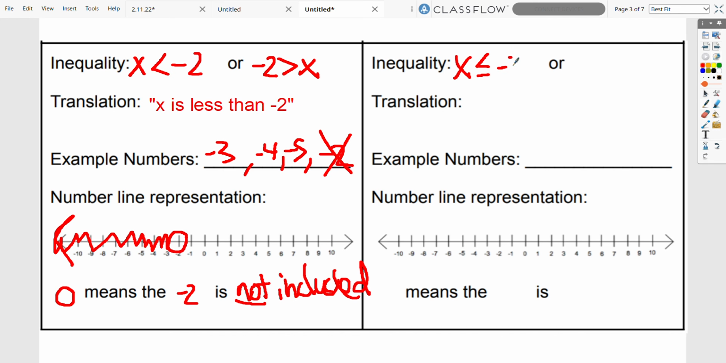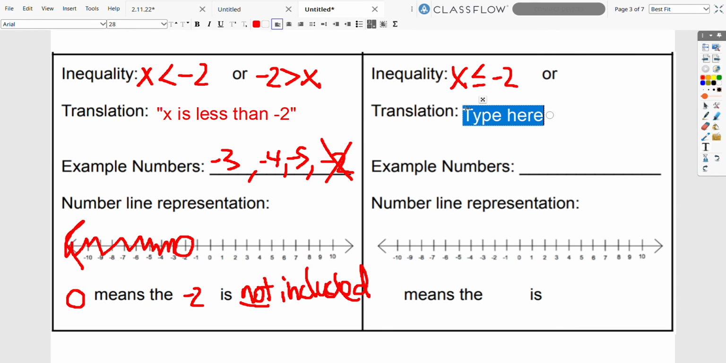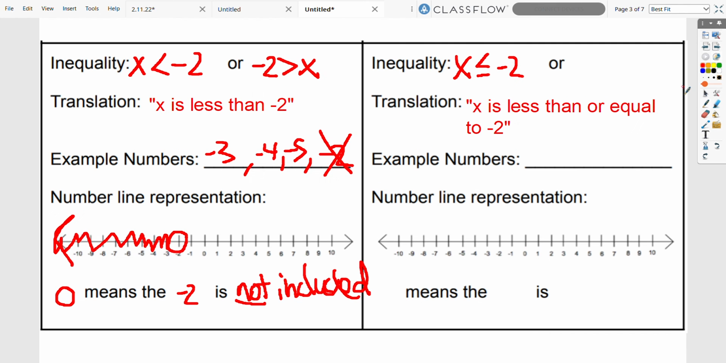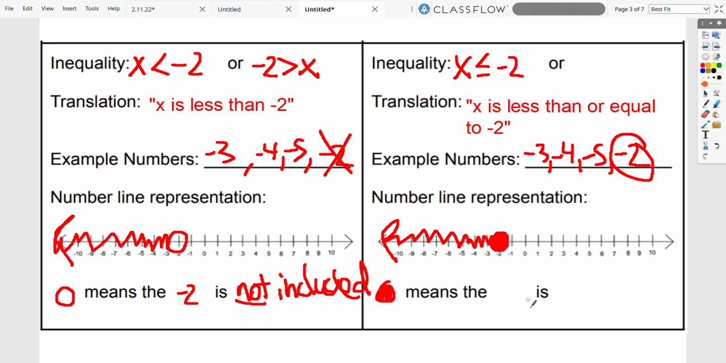The last symbol, as you might guess, is x is less than or equal to -2. So how do we say that? X is less than or equal to -2. Let's think of numbers that are less than -2: -3, -4, -5. Can we include -2 this time? Yes, we can, because it's less than or equal to -2. So we shade everything smaller than -2 and put the circle on -2 filled in because we do want to include the -2 this time. Once again, that filled in circle means the -2 is included.